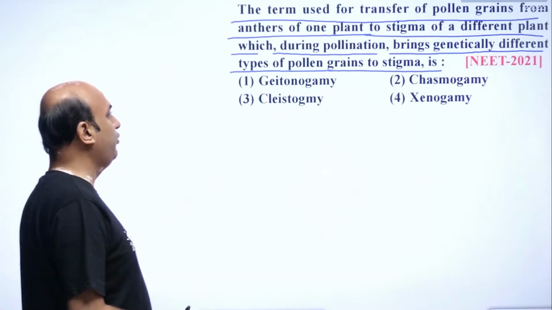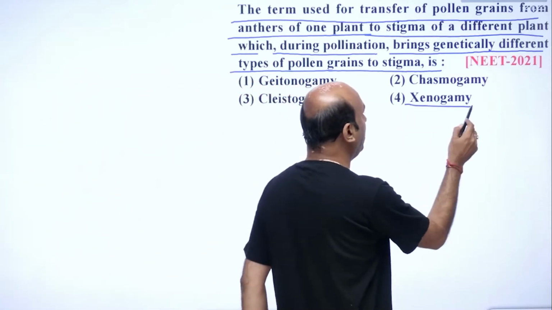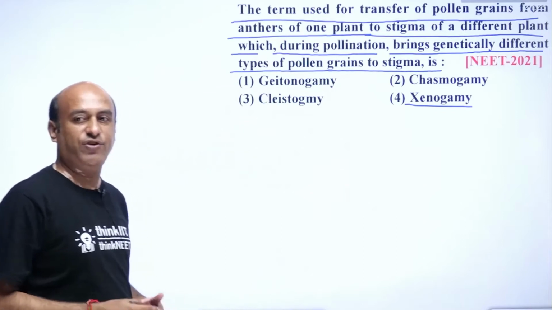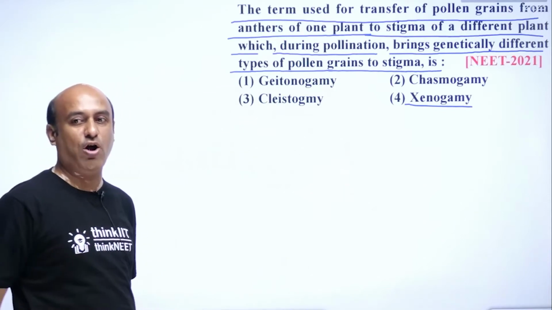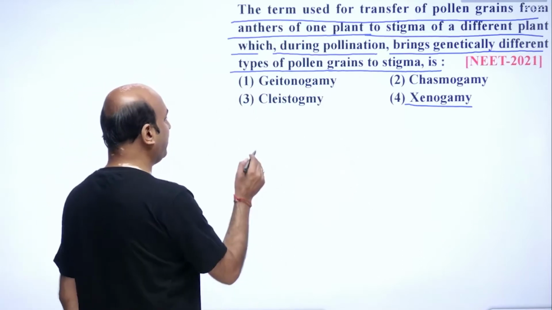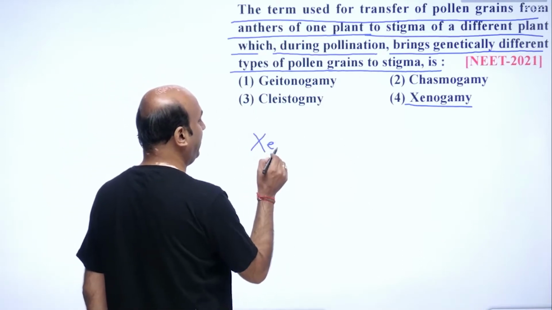Now student, here we know that the correct answer is option number 4, xenogamy. Why can we say option number 4 is the correct one? Because the answer comes from the definition of xenogamy. So let us describe the term xenogamy.